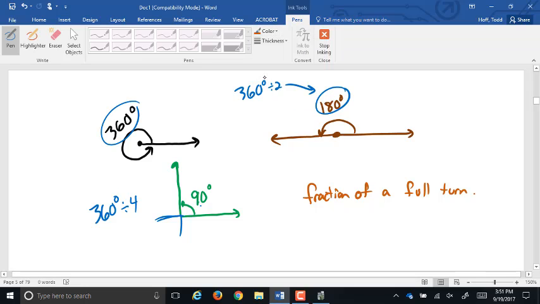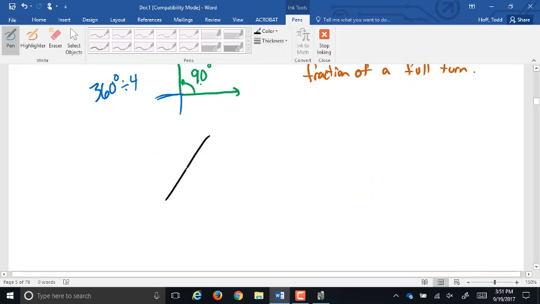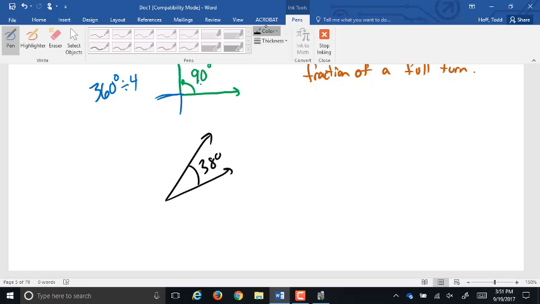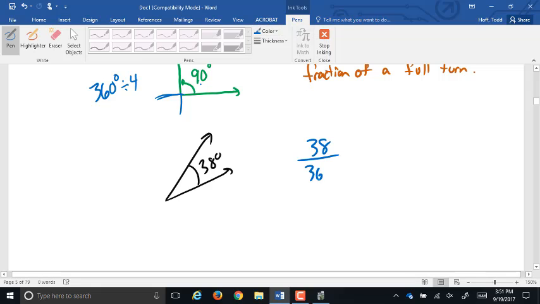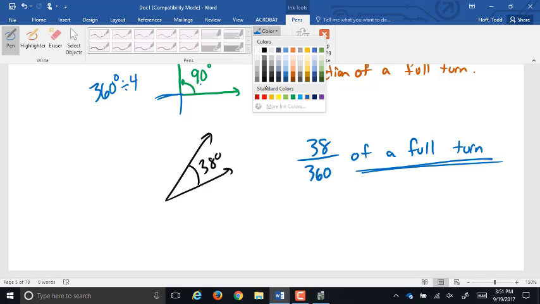So if I have an angle that's given as 38 degrees, like we saw, that is defined to be 38/360ths of a full turn. Does that make sense?